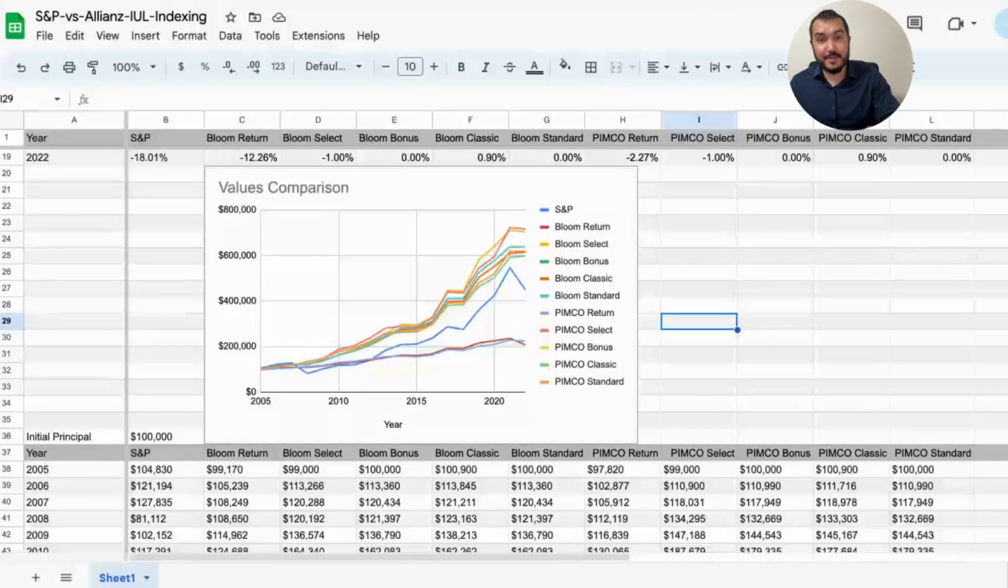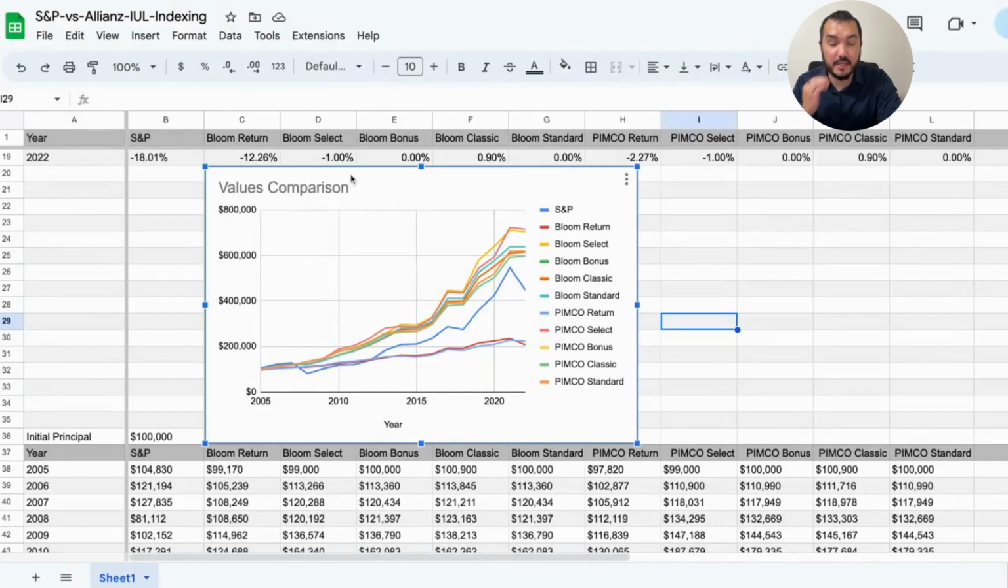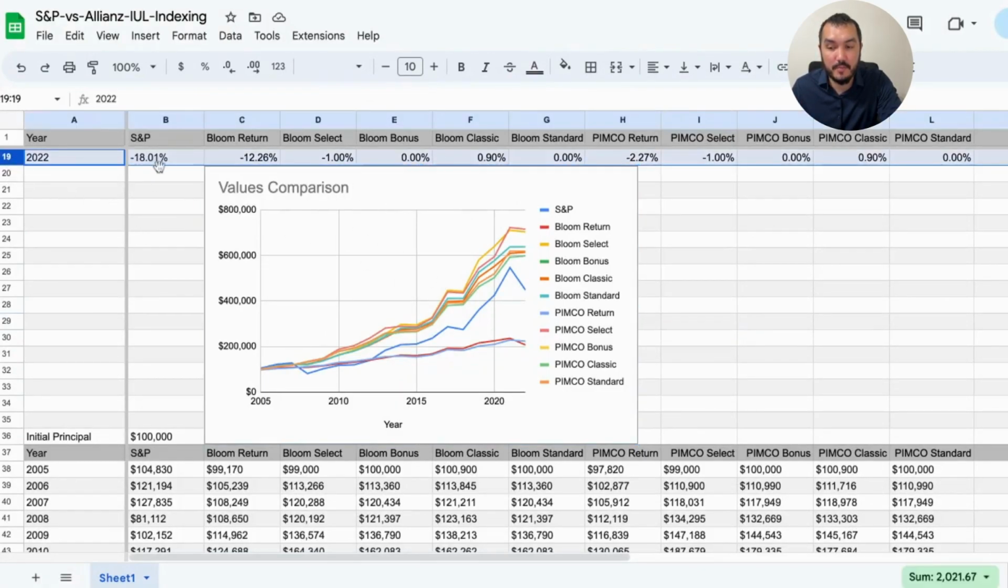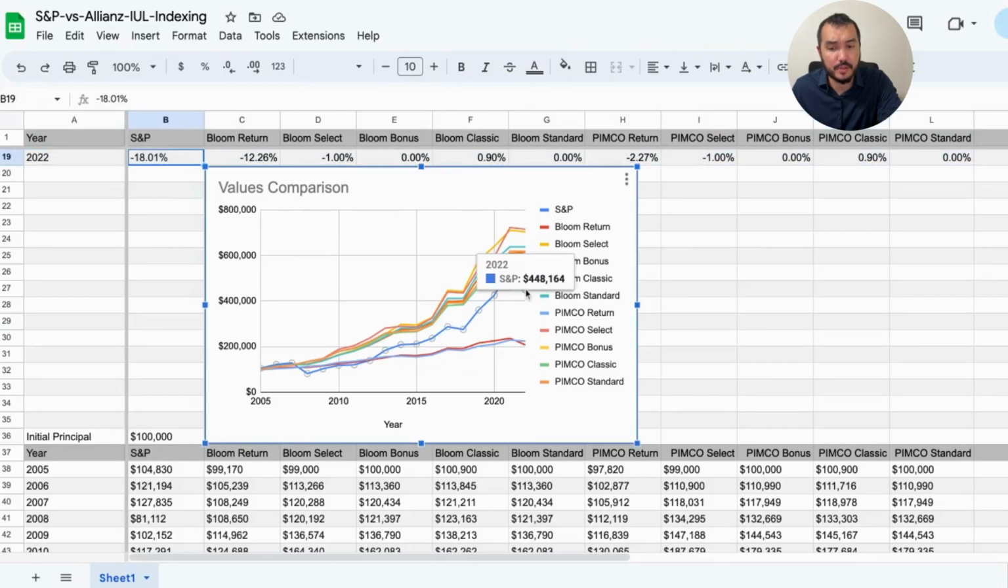All right, so let's jump into this chart. Now, again, I want to caveat that this disadvantages the S&P 500 because 2022 was a big negative year. You can see this is minus 18%. So 2022 does not look great. It brings down the balance. But just looking at the comparison, still 2021 and in this big bull market, it's still behind these indexing strategies, for all of the indexing strategies.